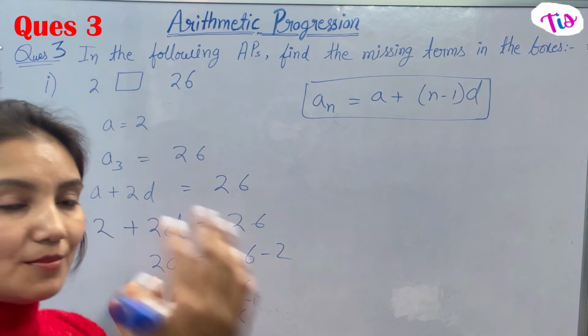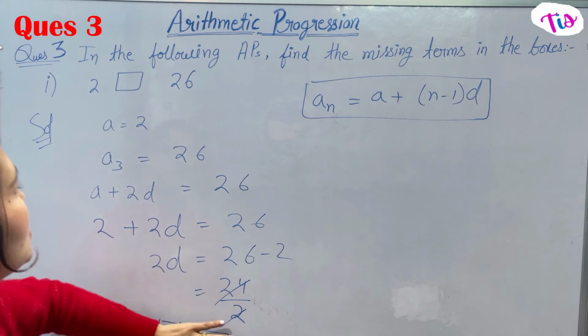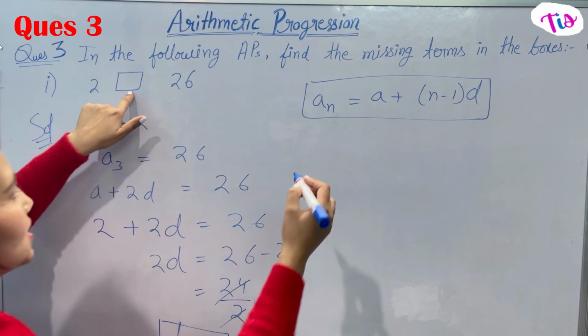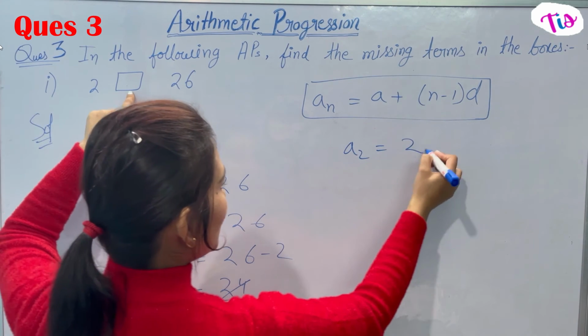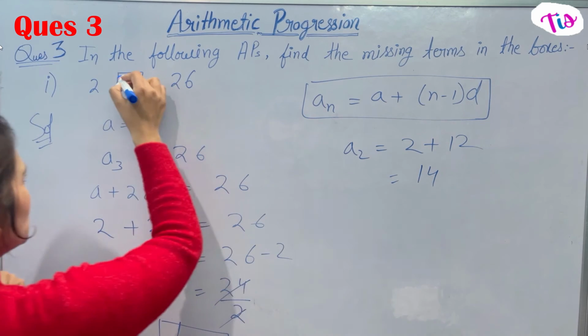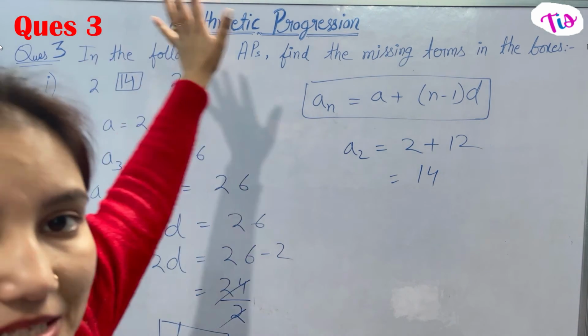Okay. So if the common difference is 12, what would be the second term? First term is 2. Common difference is 12. So the second term would be 2 plus 12, right? So A2 would be 2 plus 12, common difference, and it means 14. So 14 is the second term. Okay. So 14 is the missing term here.